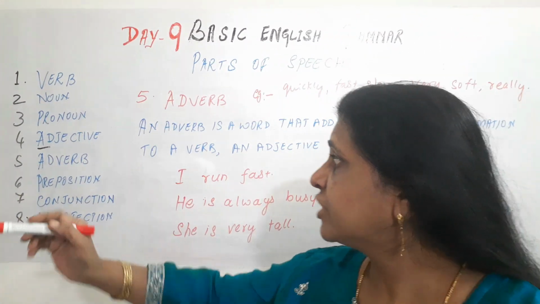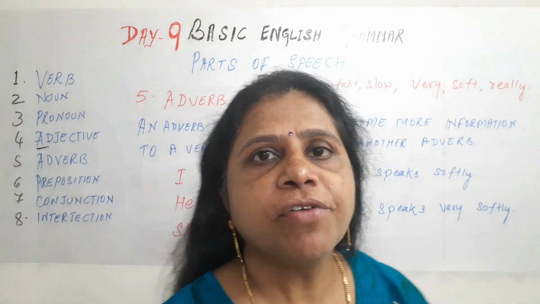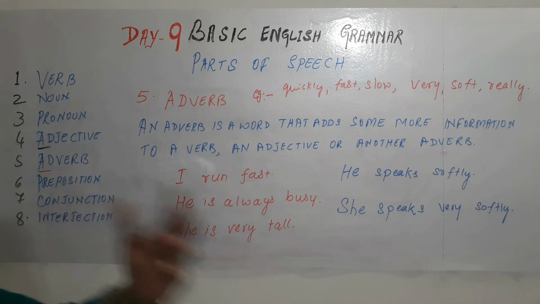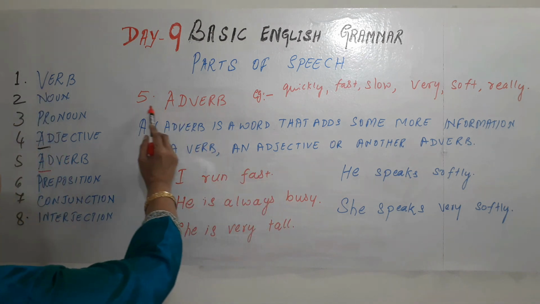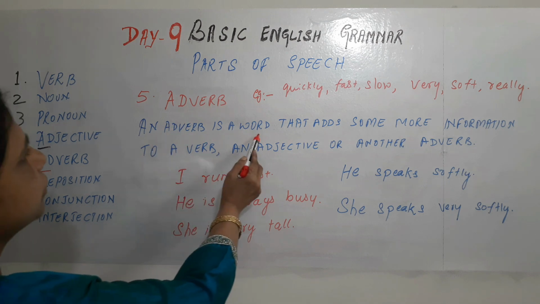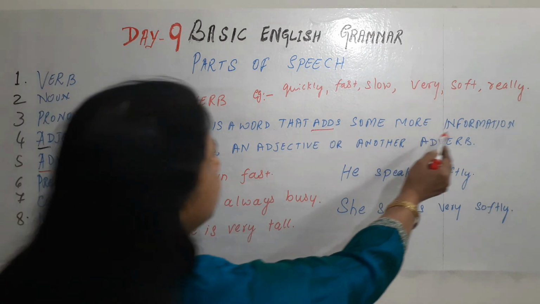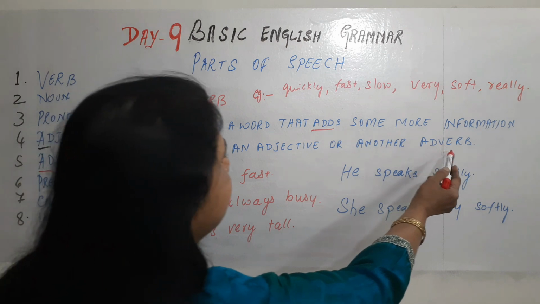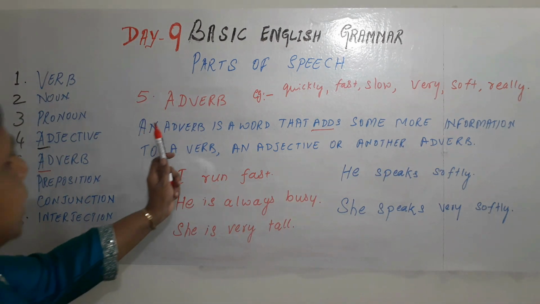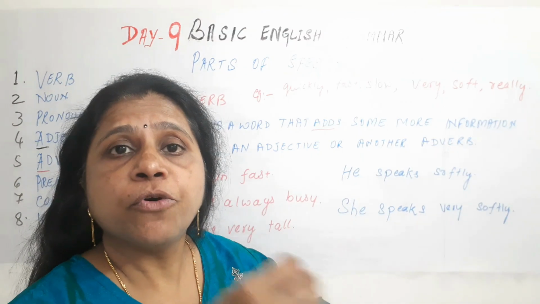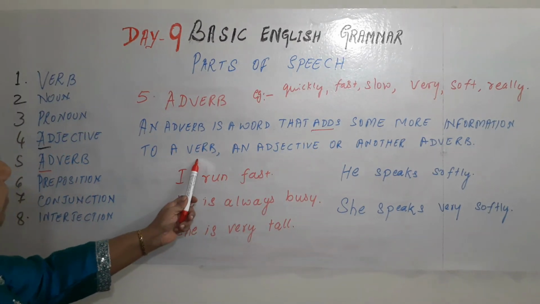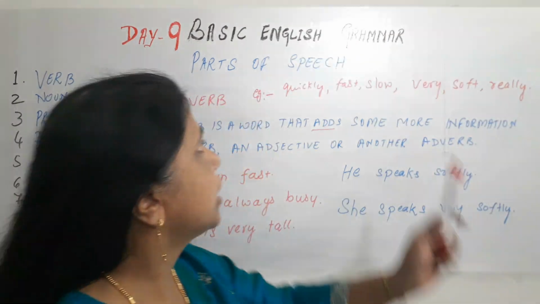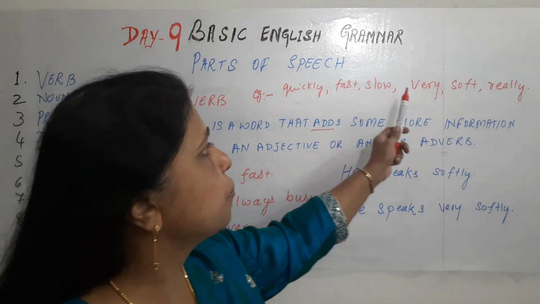Now we'll see the next one, that is adverb. Now let us understand what an adverb is. Here also we can see "add" is there. So what is it adding extra? Fifth one is adverb. An adverb is a word that adds some more information to a verb, an adjective, as well as to another adverb. Those are maybe quickly, fast, slow, very, softly.